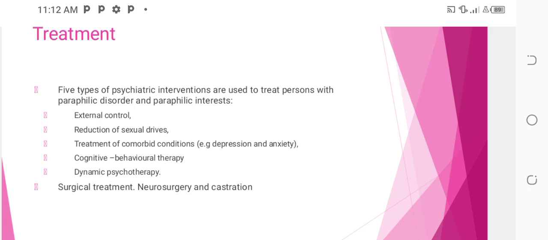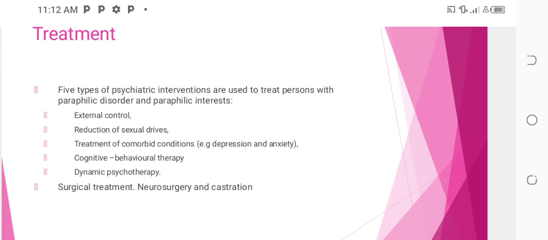Good morning. My name is Tanya Kwame, and I'm taking you through the treatment. There are five types of psychiatric interventions that are used to treat persons with paraphilic disorder and also paraphilic interest. The examples are as follows: external control, reduction of sexual drives, treatment of comorbid conditions such as depression and anxiety, cognitive behavioral therapy, and dynamic psychotherapy. Surgical treatment includes neurosurgery and castration.